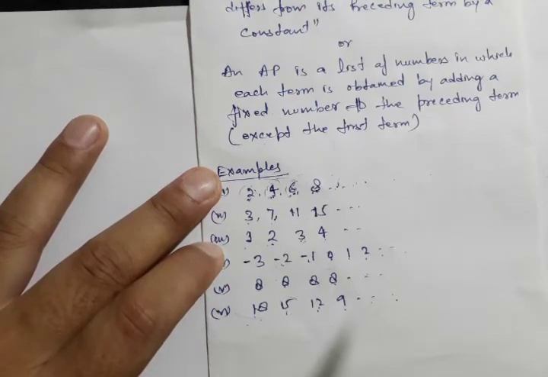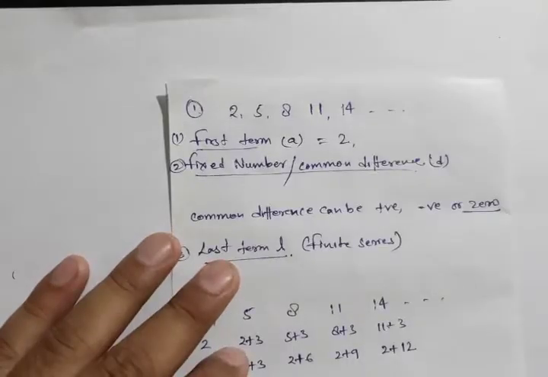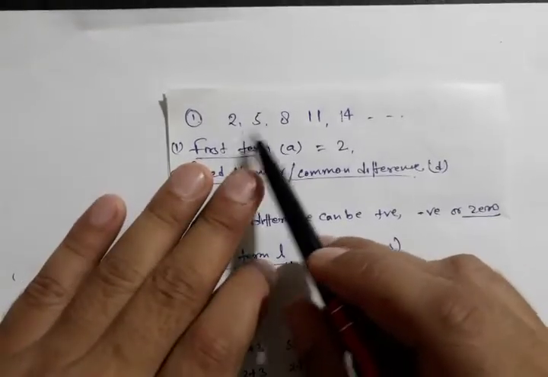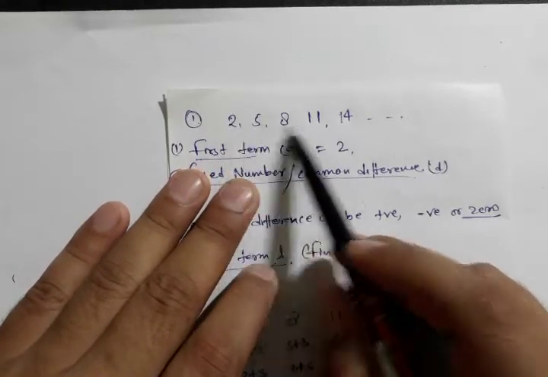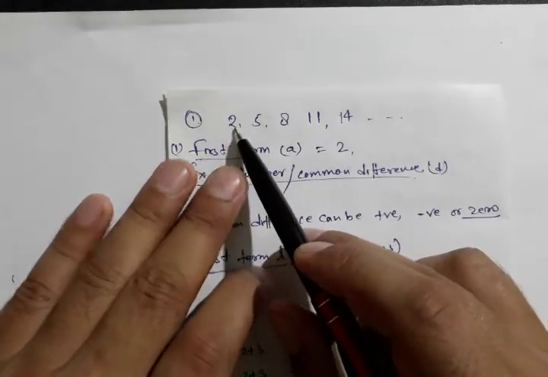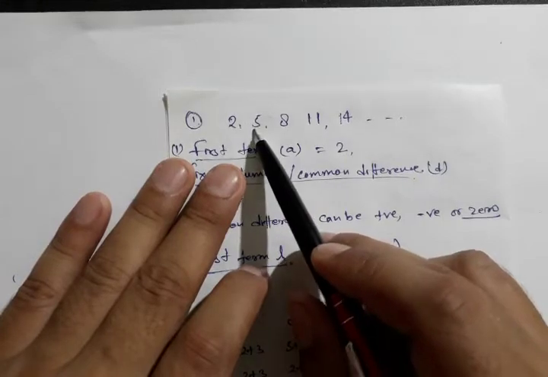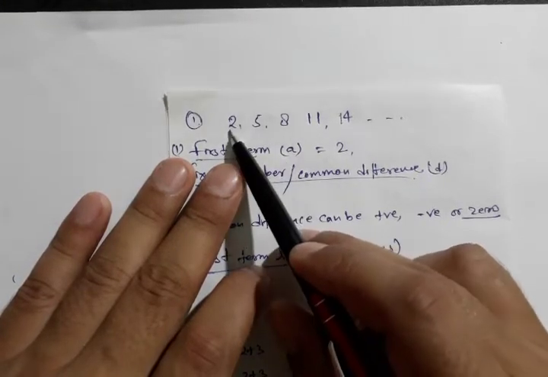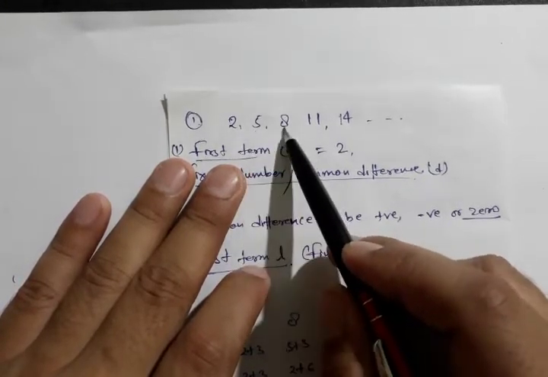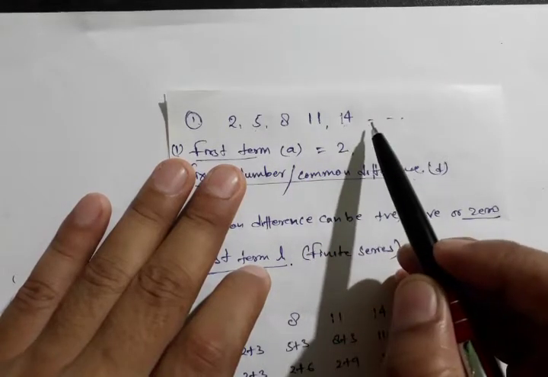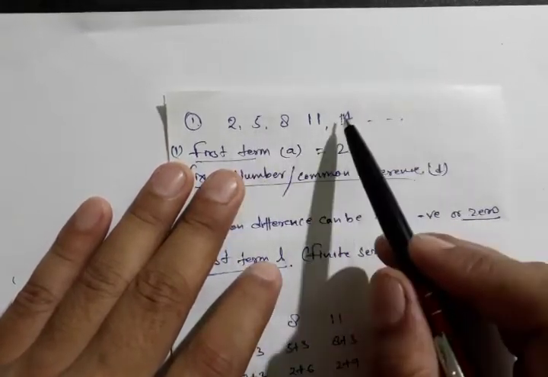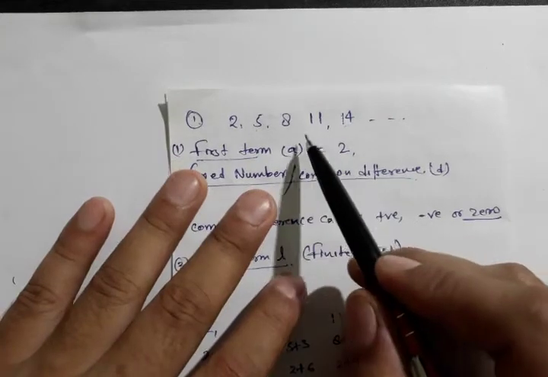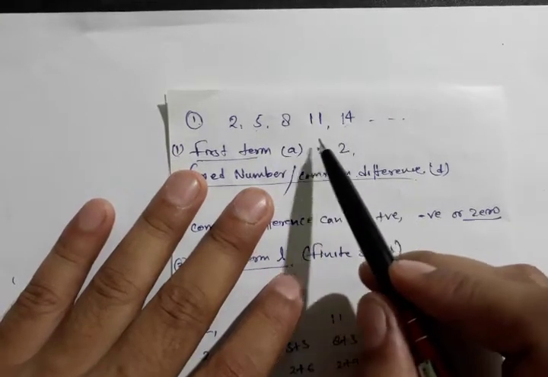Okay, so now we will take another example. Here we have another example. We have a series and the numbers are in this sequence: 2, 5, 8, 11, 14. The first term is 2, then 5, then 8, then 11, then 14. First you will have to find whether the given series is an AP, arithmetic progression, or not. So how will you find it?